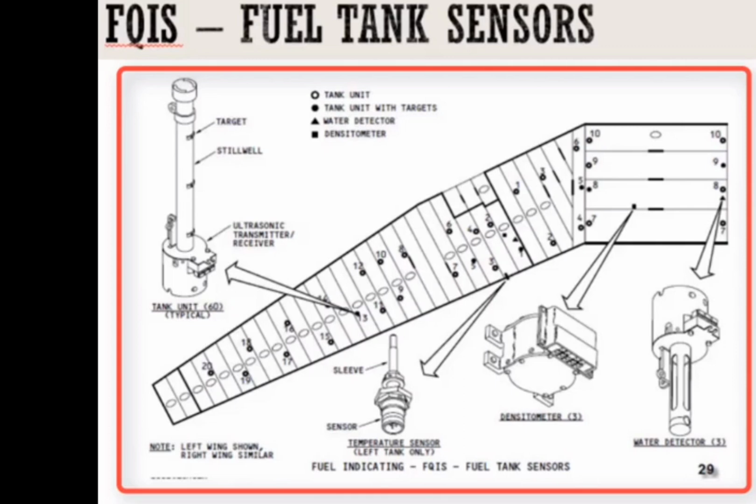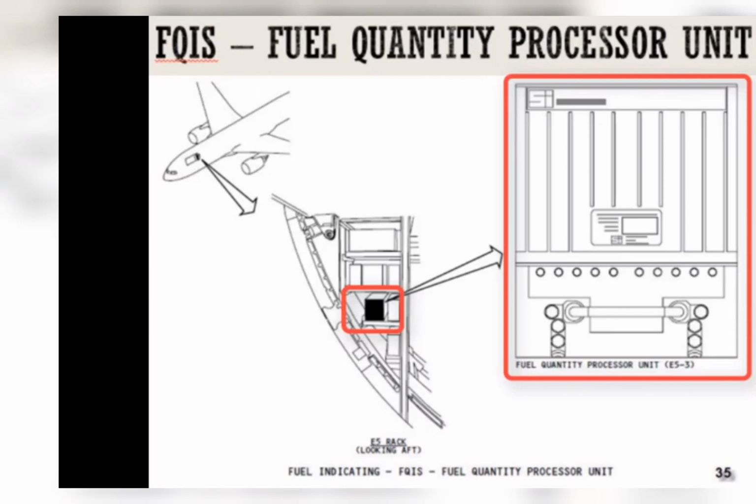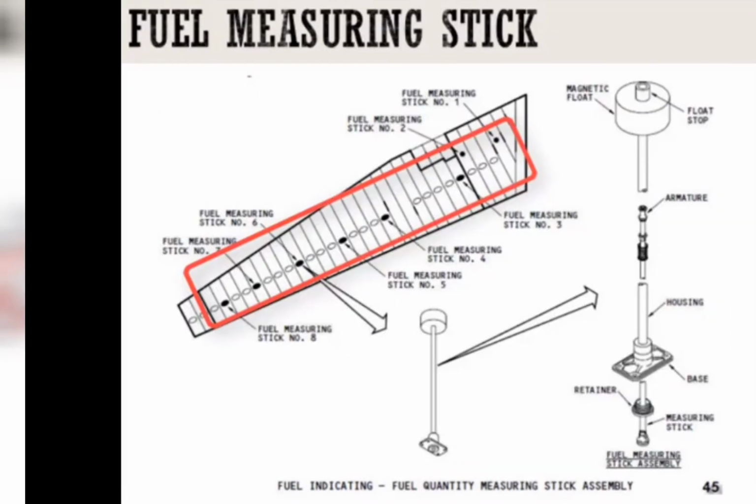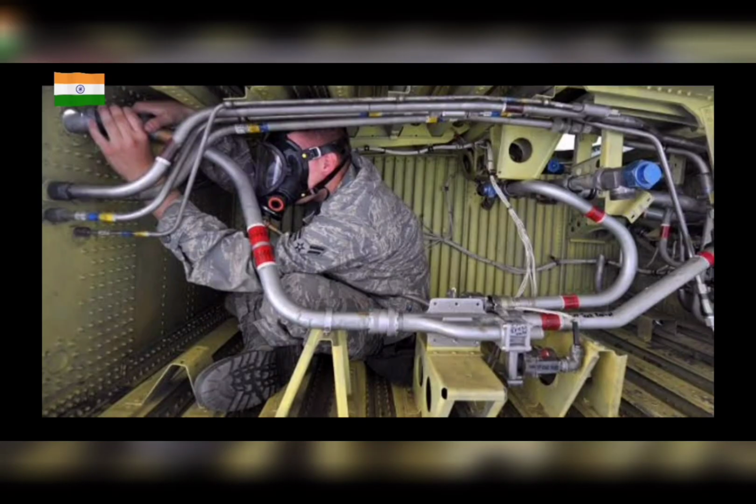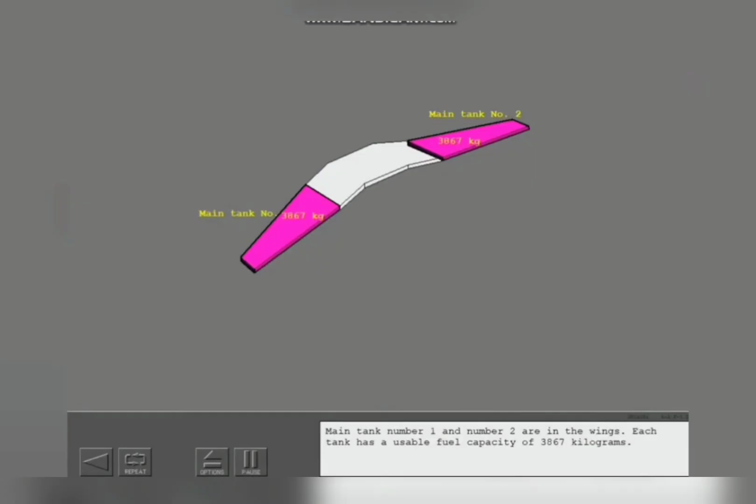Then water detection, how it is done, and then the densitometer, which will check the density. Here we have the fuel quantity processing unit inside the aircraft, and the fuel measuring stick, which will measure the fuel, obviously. This is the picture of the tank and what all lines go through it.